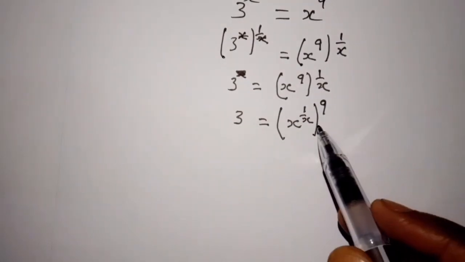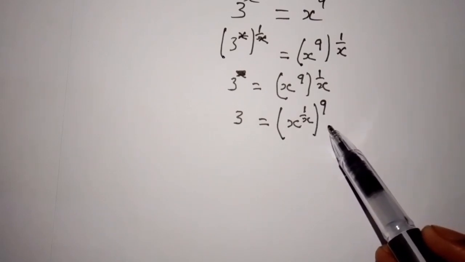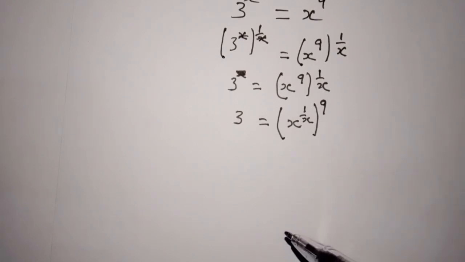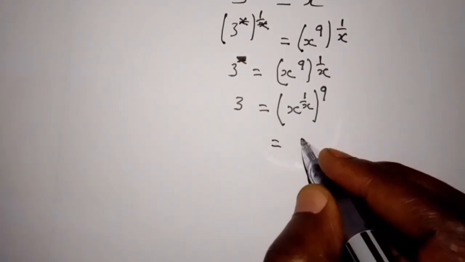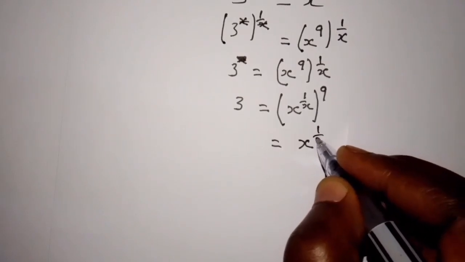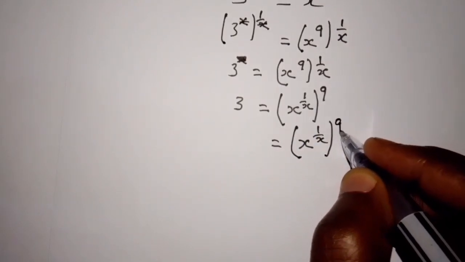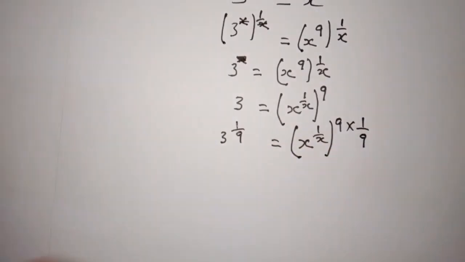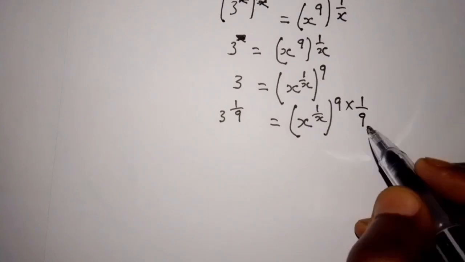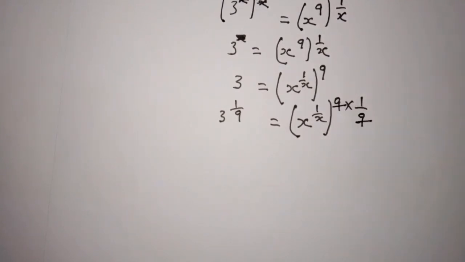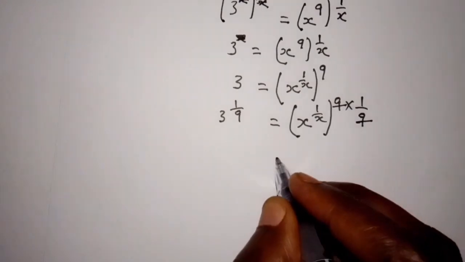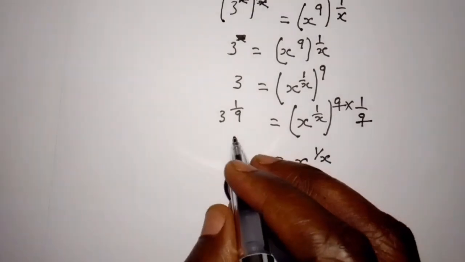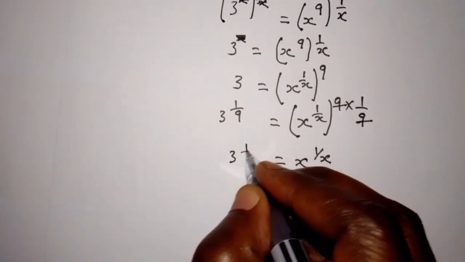Then we want to get rid of power 9 here by multiplying both sides by power 1 over 9. So we can say that this is equal to x power 1 over x, power 9 times 1 over 9, is equal to 3 power 1 over 9. Now 9 is cancelled, we cancel 9 by 9 here. So now we remain with x power 1 over x on this other side. And here we have 3 power 1 over 9.